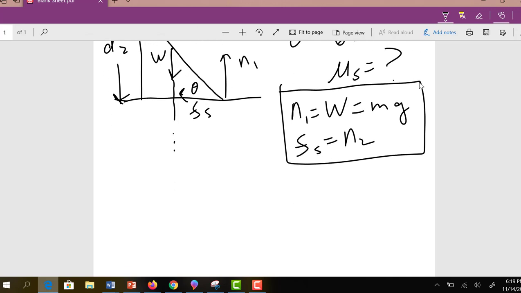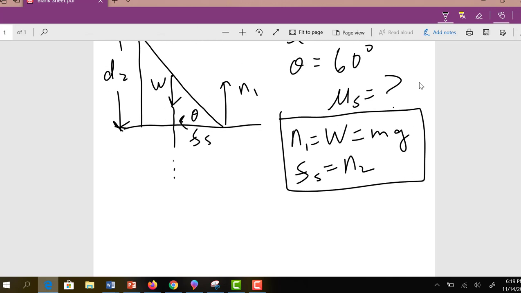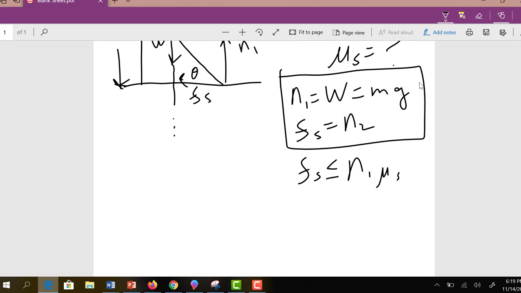Just one other thing to add before you start looking at torques: the definition of static friction. Remember, static friction is less than or equal to the normal force, in this case normal 1 times mu sub s. I know that normal 1 has got to be equal to the weight. So I could say static friction is less than or equal to the weight times mu sub s, or mg times mu sub s. That's just looking at the definition of static friction.